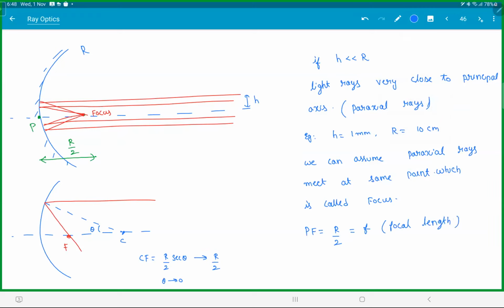Clear? So remember that if parallel rays are incident on a spherical mirror, don't always say r by 2. There's a condition for that. The ray should be paraxial. Only then you can say r by 2. So our entire ray optics is based on this concept. Whenever we do ray optics, lenses, mirrors, all these things, we will do it under the assumption that all the rays are paraxial, and we solve from that perspective. We can write it in terms of PF if you want: r minus r by 2 sec theta, which will tend to r by 2 when theta tends to 0.